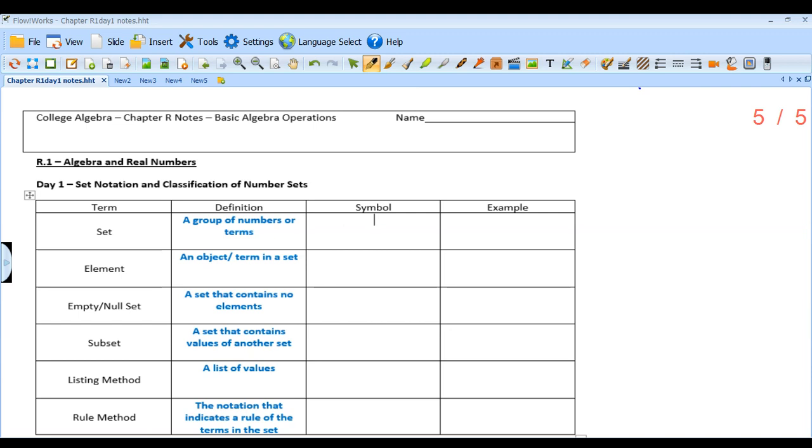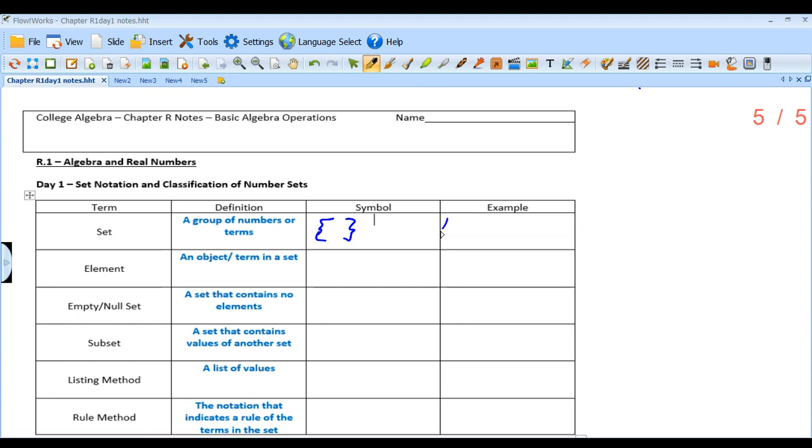Okay, so hopefully you are back and you wrote down the definitions. So let's talk about what a set is. A set is a group of numbers or terms. And when we talk about a set, there's a symbol. It looks like fancy parentheses, or we call them braces. If you're worried about, oh my gosh, I don't know how to do that, don't worry about it. As long as you make little squiggly lines, do the best that you can. So when we see this symbol, we are talking about a set.